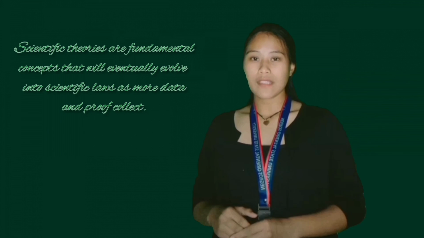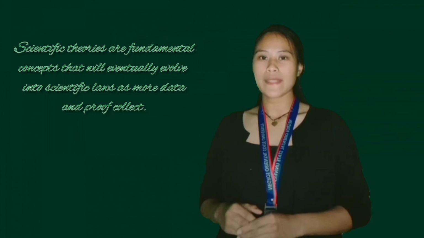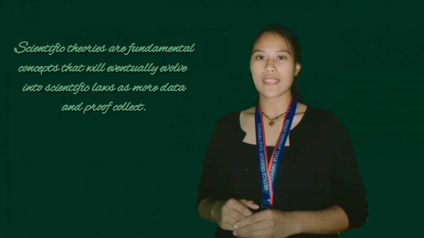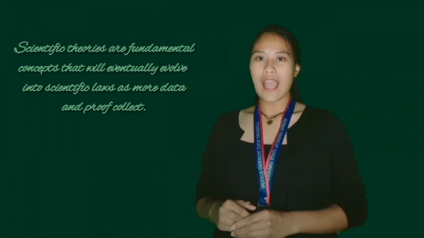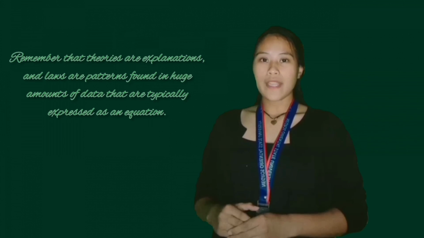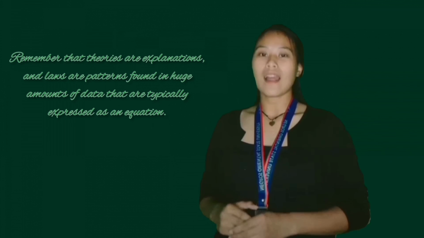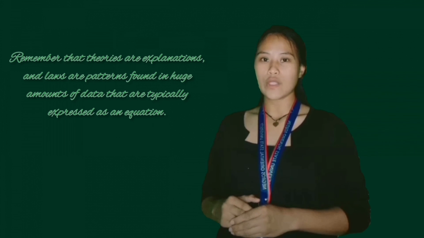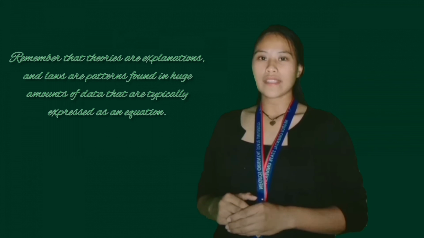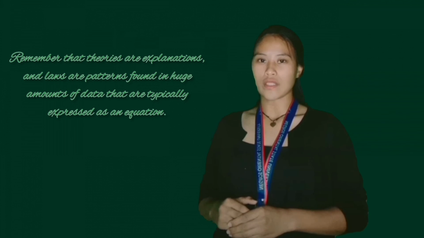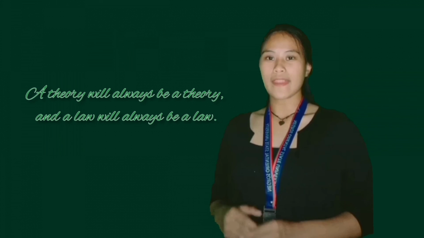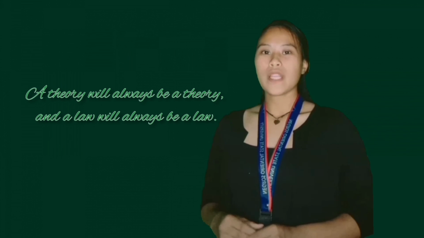A widespread misperception is that scientific theories are fundamental concepts that will eventually evolve into scientific laws as more data and proof are collected. A theory does not become a scientific law when additional or better evidence is gathered. Remember that theories are explanations and laws are patterns found in huge amounts of data that are typically expressed as an equation. A theory will always be a theory, and a law will always be a law.